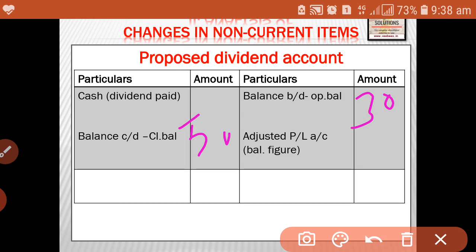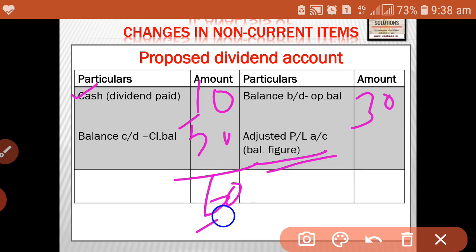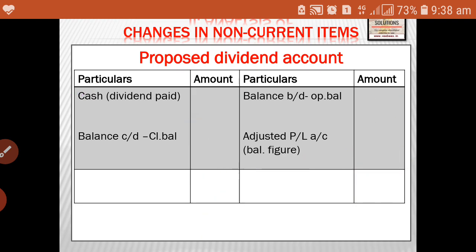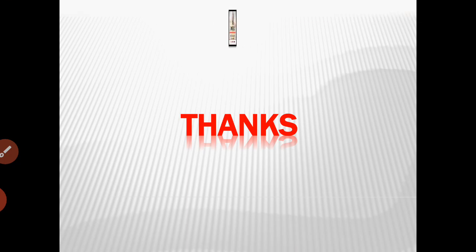Then in our problem, any of these two items will be given. That is, either cash dividend paid will be given, then if it is shown here, then the balancing figure we will get is current year proposed dividend. That is, here we will balance it 60,000, this is 30,000, so the balance of 30,000 will be taken as current year proposed dividend. Okay, thank you very much.